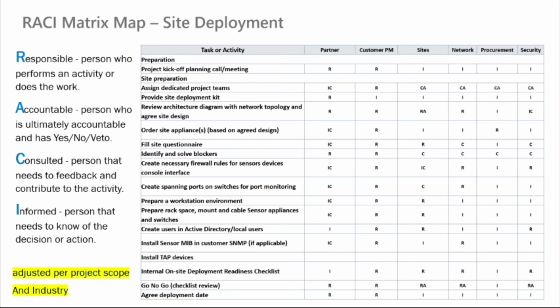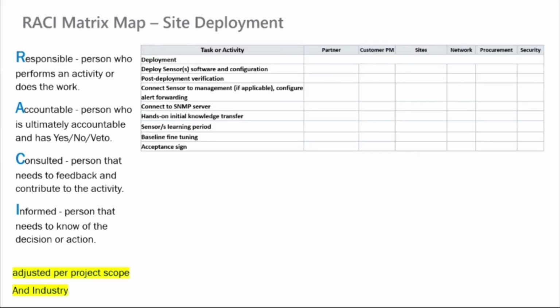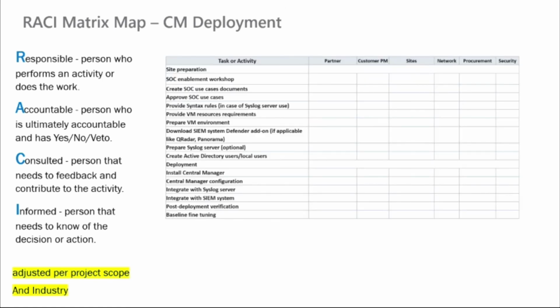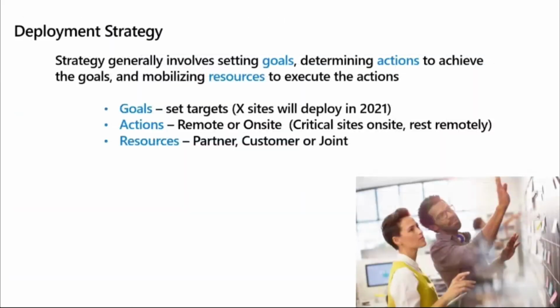You can see here several examples for site deployment for every customer and also for a CM. Please note, each of the RACIs is adjustable and should be adjusted between customers. As we said, there are different forces and factors in each industry and in each customer specifically that need to be accounted for. So when selecting a deployment strategy, we usually define it with goals, actions, and resources.